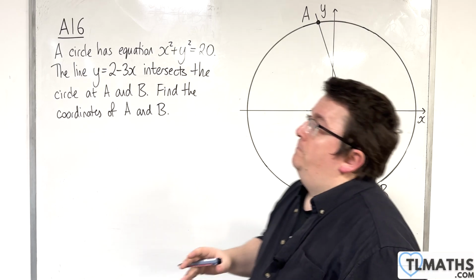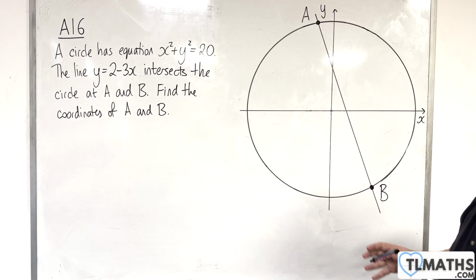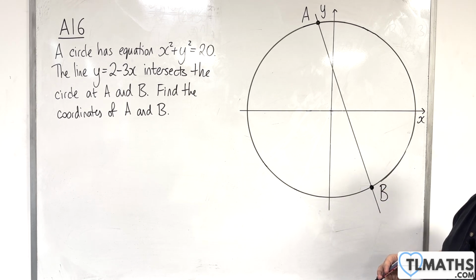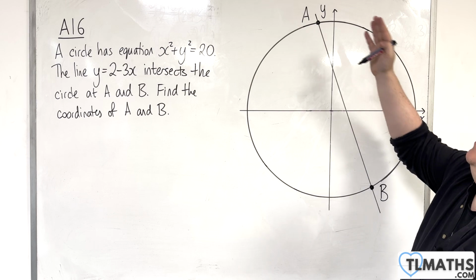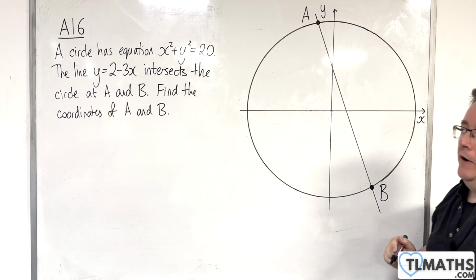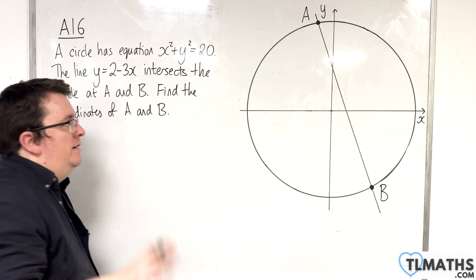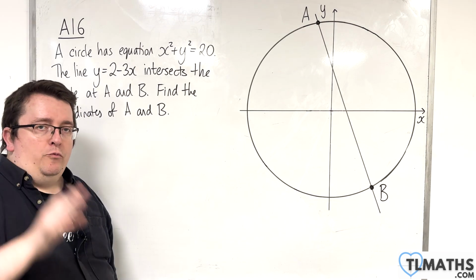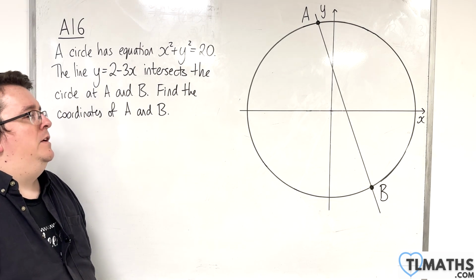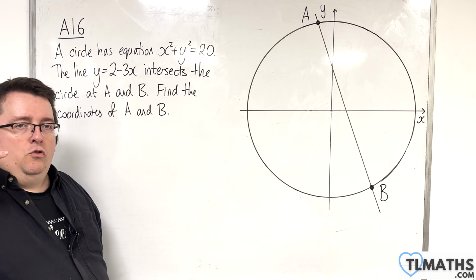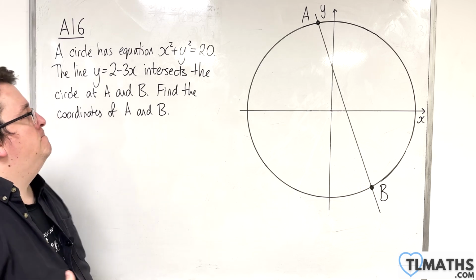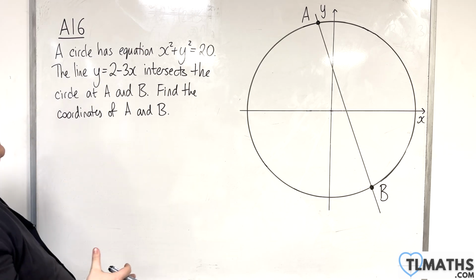So in this video, we have a circle which has equation x squared plus y squared equals 20. The line y equals 2 take away 3x intersects the circle at A and B. Find the coordinates of A and B. Now this one is definitely harder than the previous two. Okay, so you really need to have good quadratic algebra skills. So let's crack on, shall we?